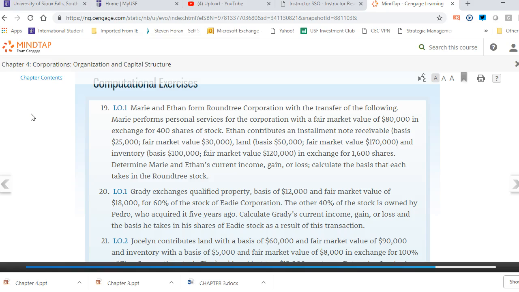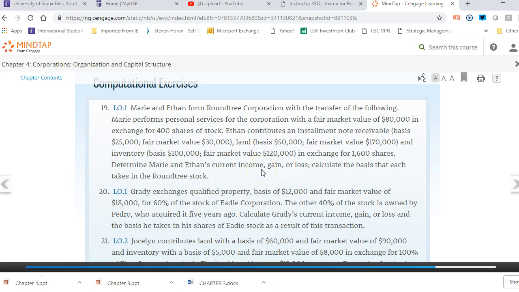So Marie and Ethan are forming the new corporation. Marie performs personal services for the corporation, fair market value of 80, in exchange for 400 shares of stock. Ethan contributes an installment note, basis 25, fair market value 30, land basis 50, fair market value 170, inventory basis 100, fair market value 120, and he receives 1,600 shares. Determine Marie's and Ethan's current income, gain or loss, and then calculate the basis that each takes in Roundtree stock.